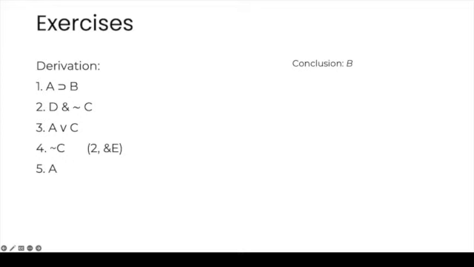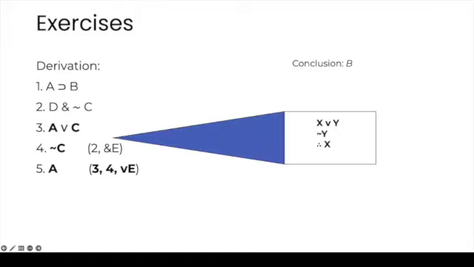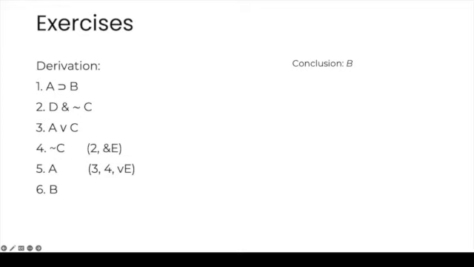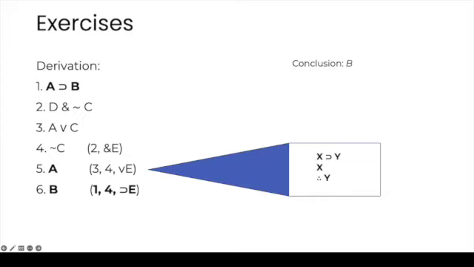In the next line, we write A. We get A by disjunction elimination from lines 3 and 4, that is from A or C and not C, respectively. To remind you, this is the inference pattern involved. From X or Y, and from not Y, infer X. Then we can get B. This follows from lines 1 and 2 by horseshoe E. And again, we're following this pattern. So we arrived at the conclusion. And since we derived B from these premises, we have shown that this argument is valid.